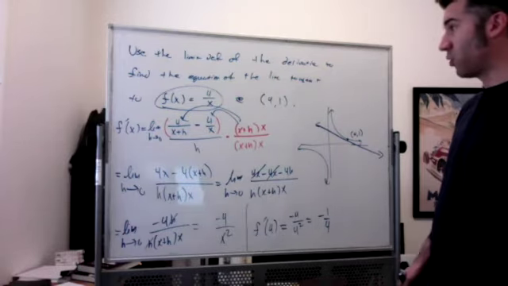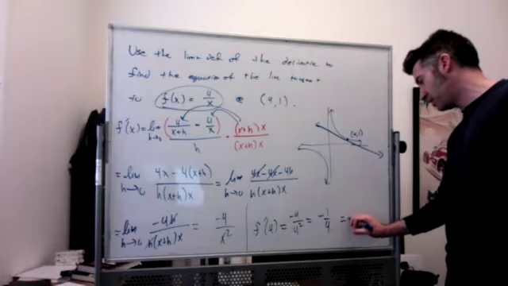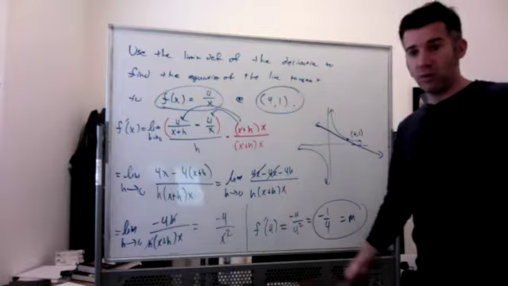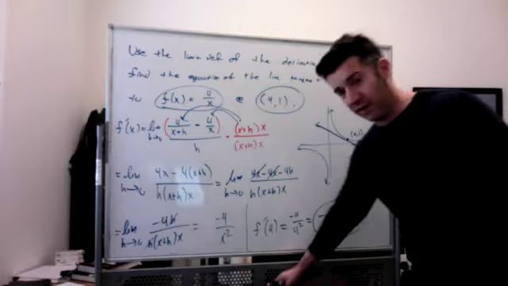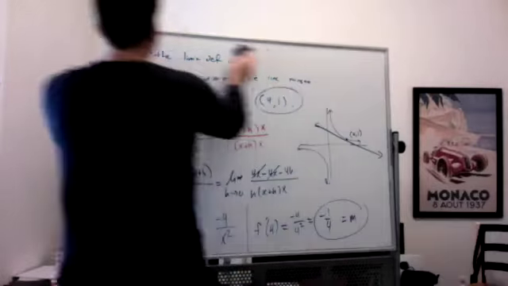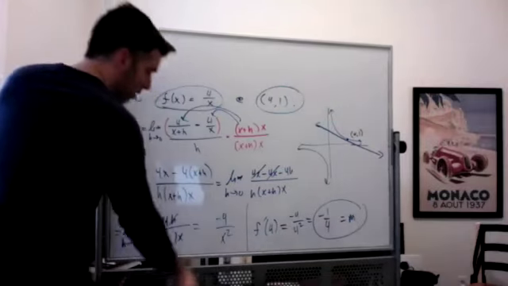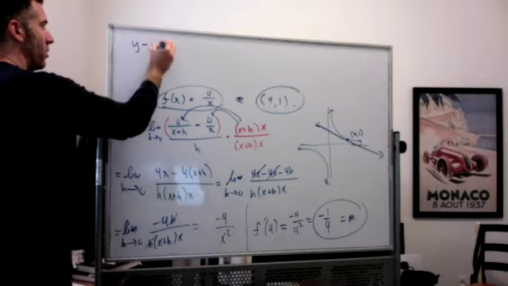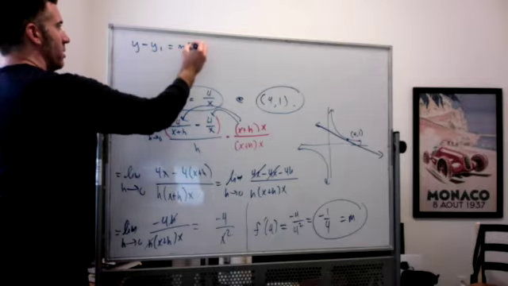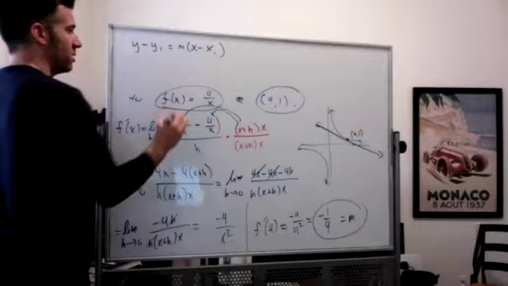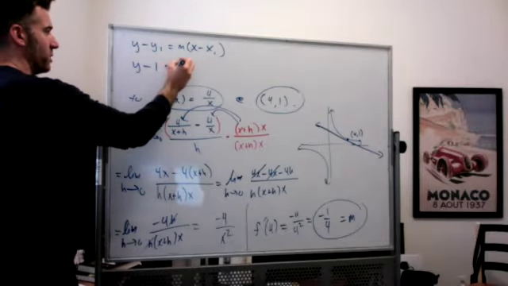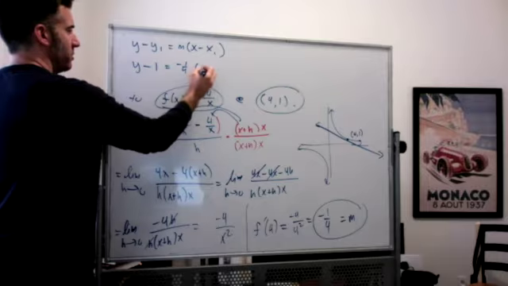And then to find the equation of the tangent line, well, now I've got my slope, I've got my point. Use whatever formula you prefer to find the equation of the line. My preferred method is to use the point slope formula. So to say y minus the y coordinate equals the slope times x minus the x coordinate. So in this case, that would be y minus 1 equal to negative 1/4 times x minus 4.